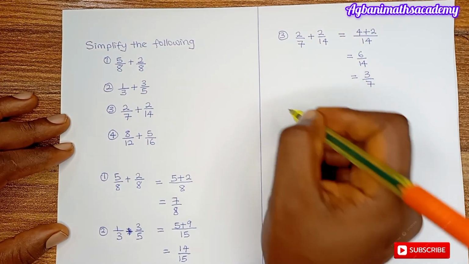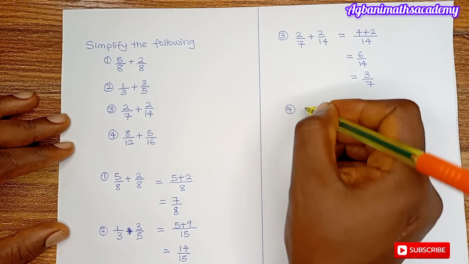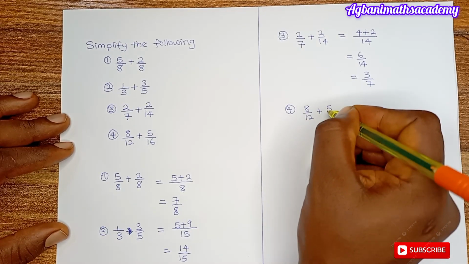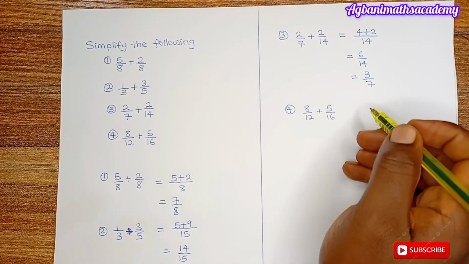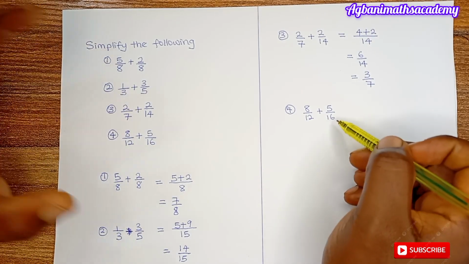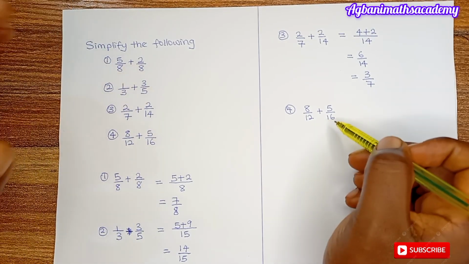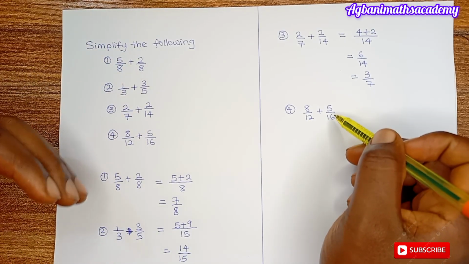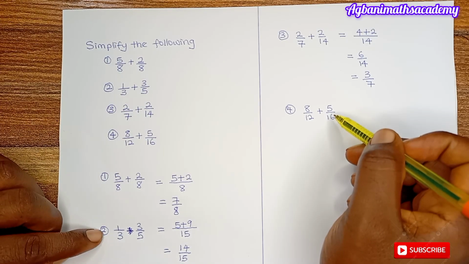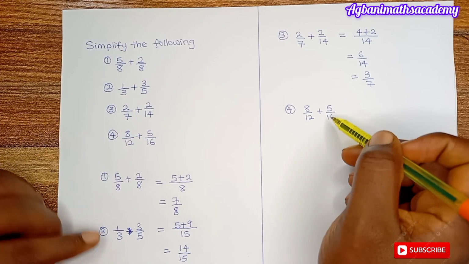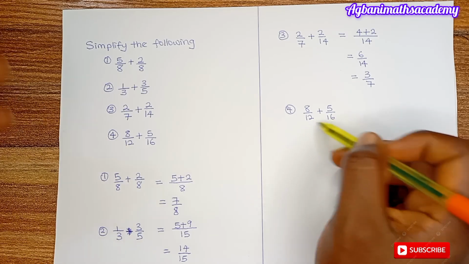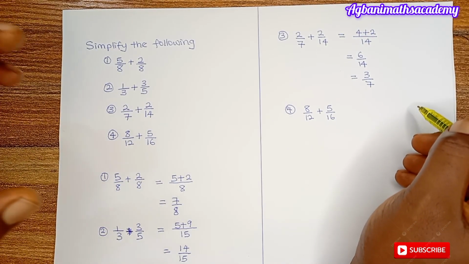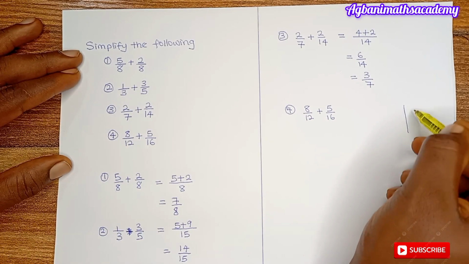Let's look at the last one, the last situation. We have 8 all over 12 plus 5 all over 16. So in this situation, 12 and 16 are more than 10. Also, 16 is not a multiple of 12, so we cannot pick 16 as the common denominator. If you decide to multiply the two denominators, just as we did here, your value is going to be very large. So instead of multiplying the two denominators, you can simply find the LCM of the two denominators and use the LCM as your common denominator. So let's get the LCM.